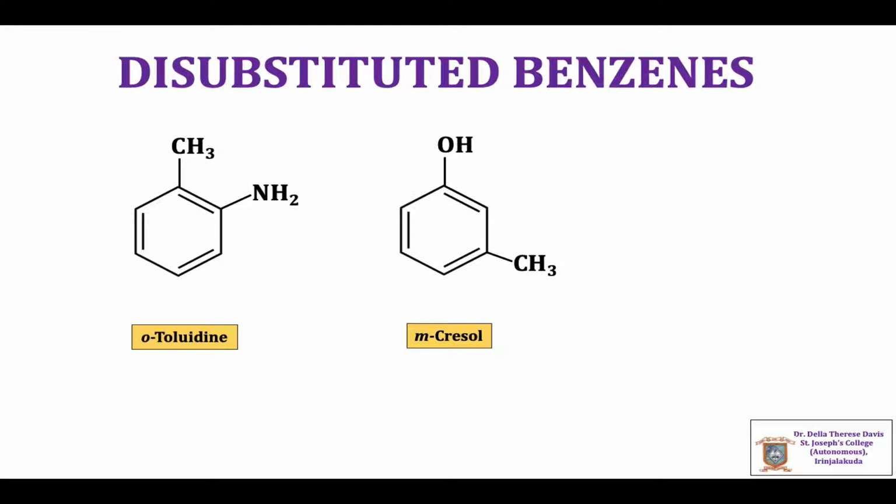If one substituent is OH and the second substituent is CH3, the molecule is called cresol, and in the given molecule the substitution is at meta position, so it is called metacresol. If both the substituents are CH3 groups, the molecule is termed as xylene, and in this example the substitution is at para position, so the molecule is paraxylene.